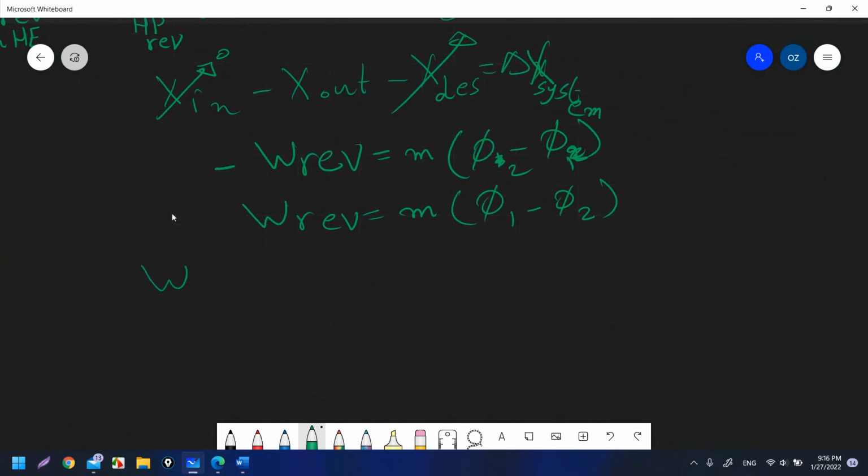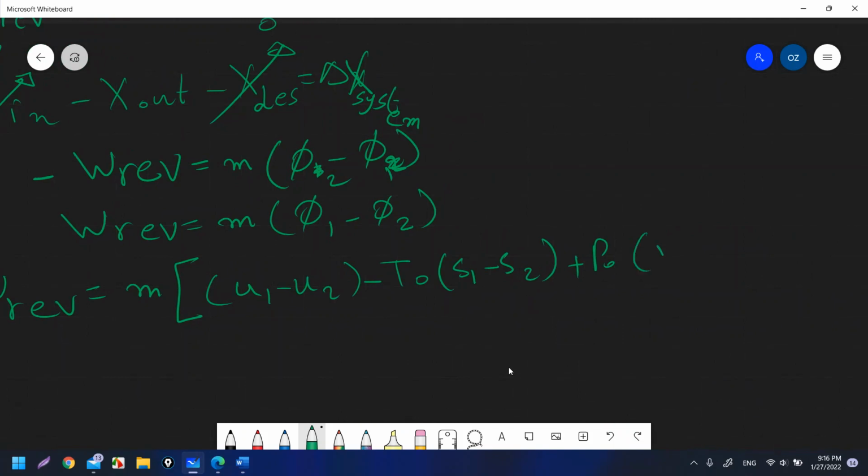Work reversible also, if we substitute this equation by the long equation, it will be M, open a bigger bracket, U1 minus U2 minus T naught (S1 minus S2) plus P naught (V1 minus V2). I don't know the mass, I don't know anything. I don't know the temperature. Yes, he gave me the temperature. It is 0 degrees Celsius, 273 Kelvin.